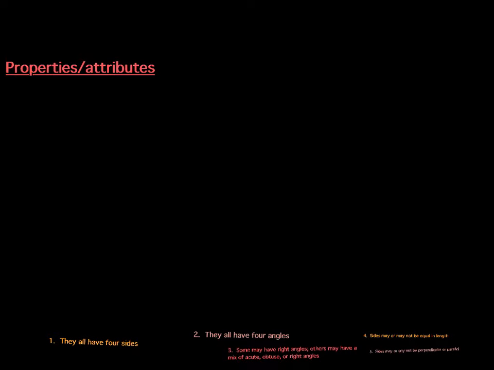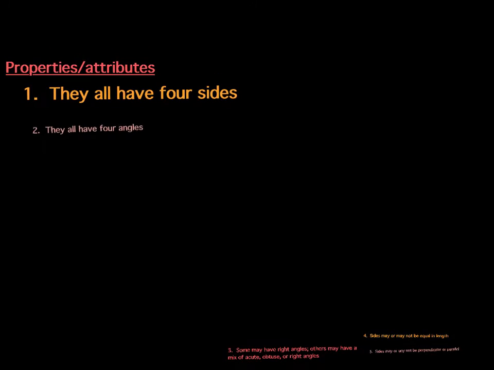Alrighty, so let's take a look and review the properties or the attributes of quadrilaterals. So our first property or attribute is they all have four sides. And that makes sense because quad means four. Our second attribute is they all have four angles. Again, that makes sense because if I have four sides, you would think that you would have four angles as well.